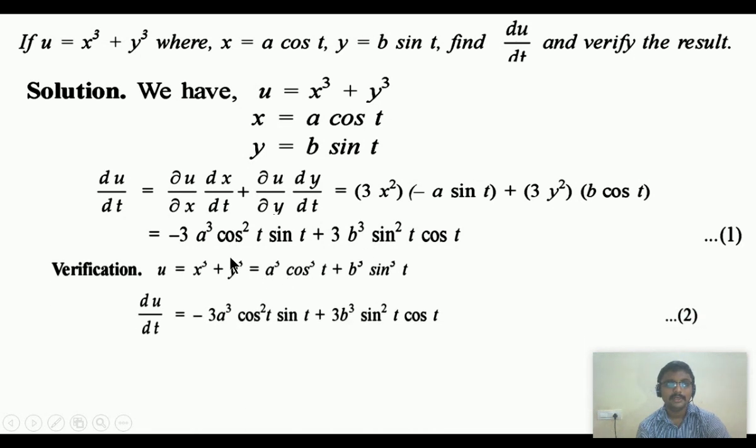Now verification, given equation u is x cube plus y cube, directly substituting x y in terms of t. Now we can compute du by dt. So du by dt is obtained by ordinary differentiation. So a cube is constant, cos cube t derivative 3 cos square t, and then cos t derivative is minus sin t. That is minus 3 a cube cos square t into sin t. b cube constant, sin cube t derivative is 3 sin square t, and then sin t derivative is cos t. So let it be equation number 2.